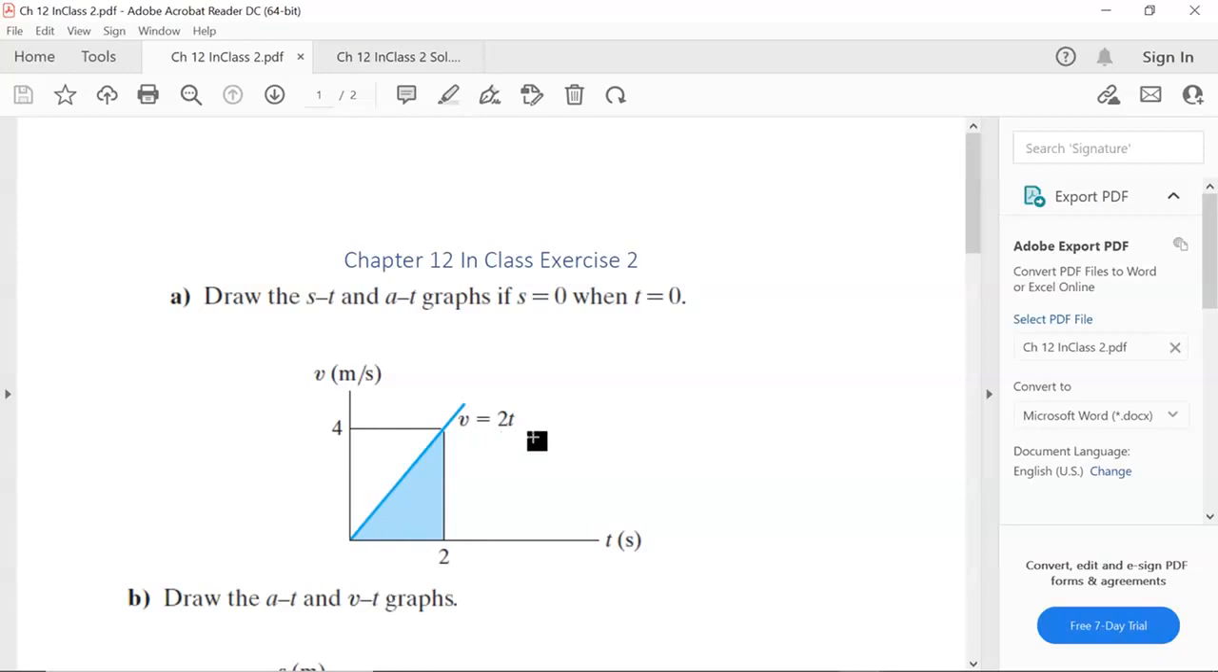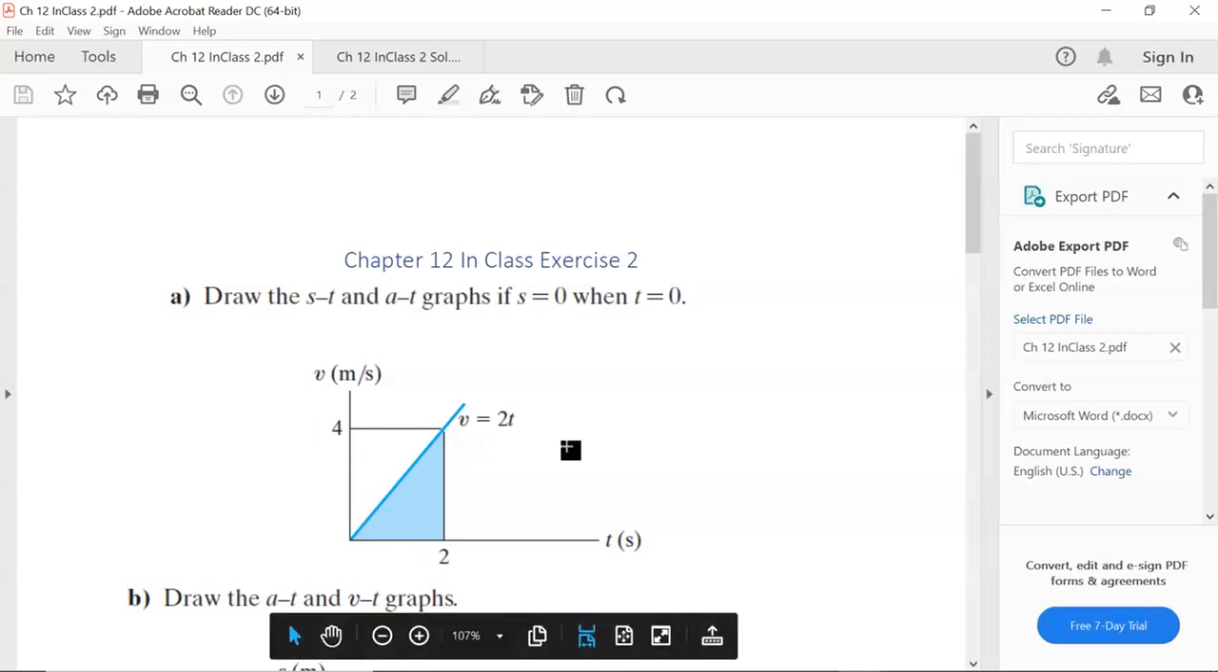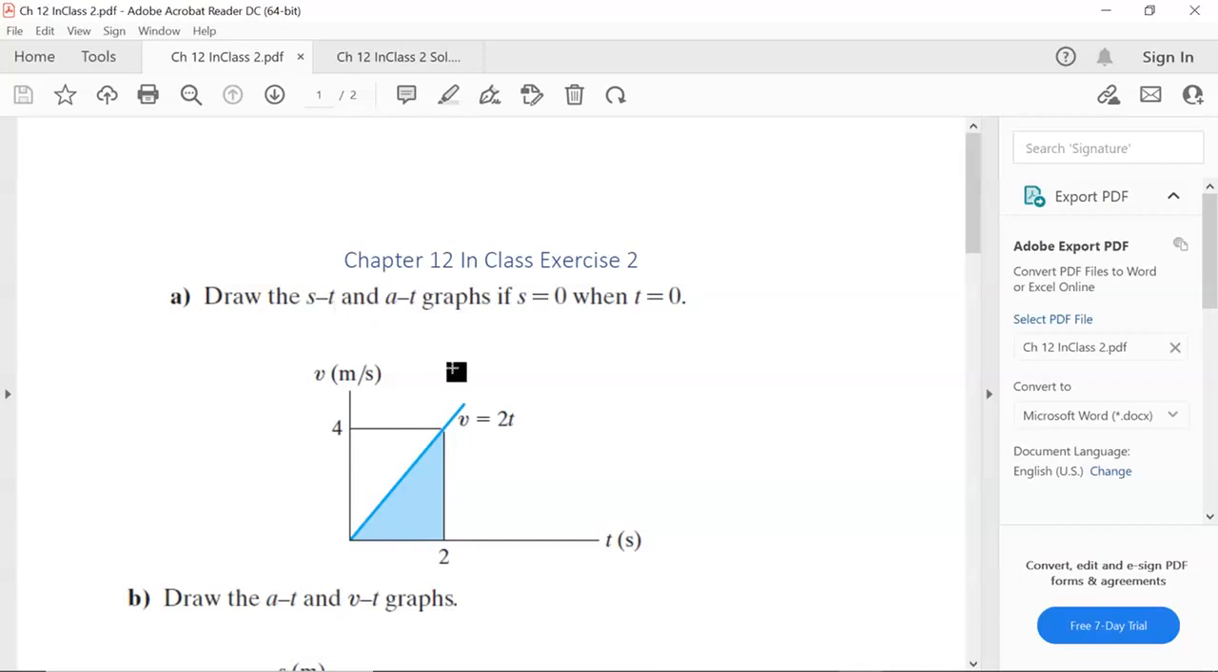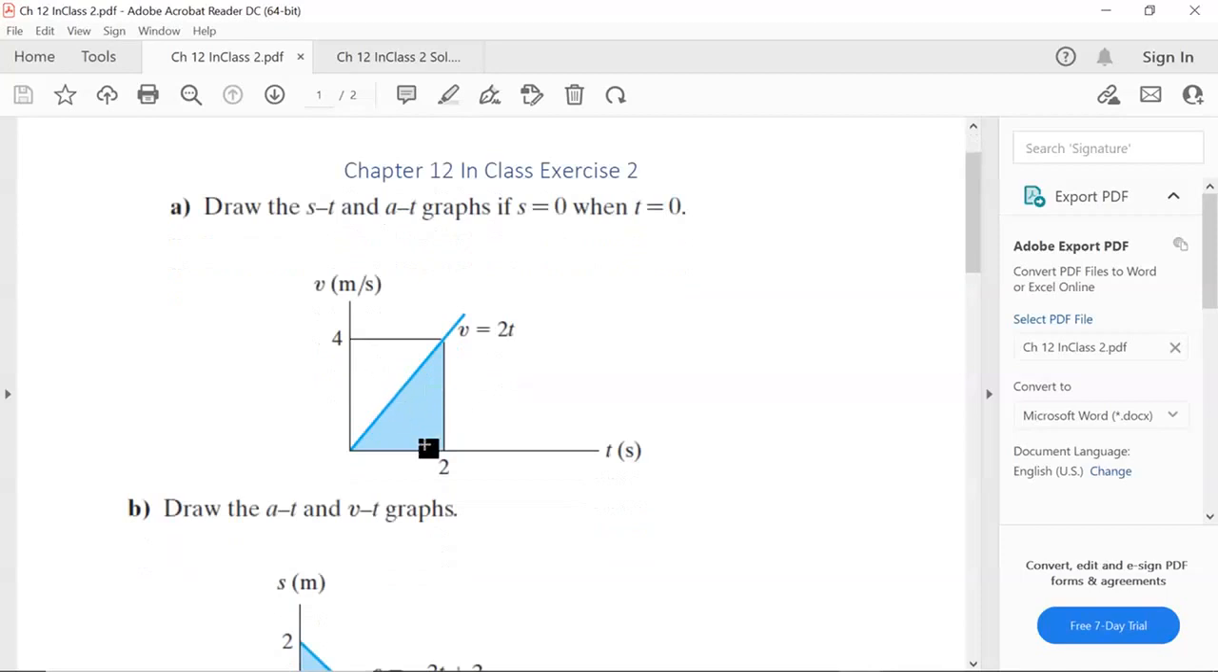When time t is 0, velocity is 0. When time t is 2, velocity is 2 times 2, which is 4. We need to draw the position versus time graph and the acceleration versus time graph. Velocity to acceleration is the derivative, and the derivative of a graph is the slope of the graph. This is a straight line, so it has a constant slope, and the slope of this line is 2. So the acceleration graph will be a straight horizontal line at positive 2.